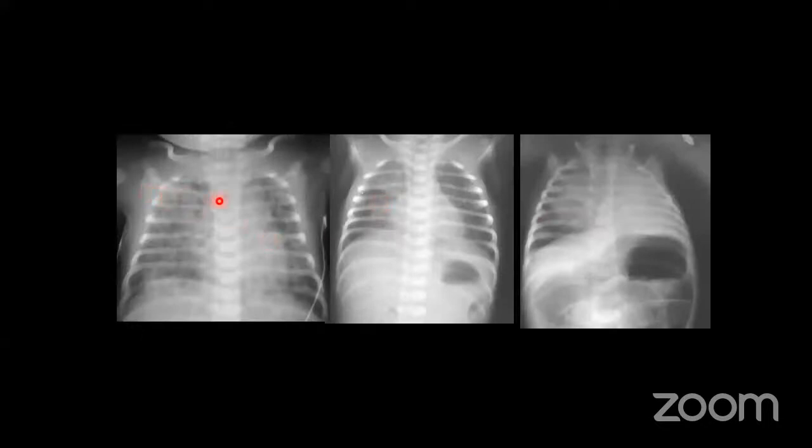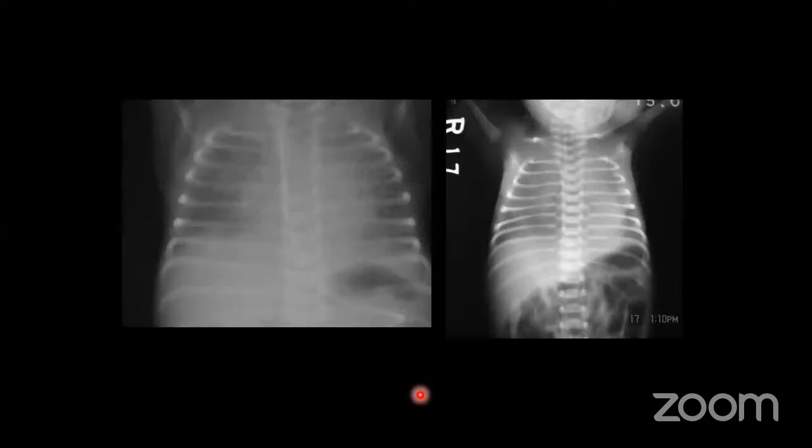This is a classical picture of hyaline membrane disease. You can see reticulogranular pattern in the first phase, then it tries to coalesce, and third, it is a white-out lung, and you can make out the air bronchogram. So first, second, and third stage, and you see the lung volume has decreased. This is the typical picture of hyaline membrane disease. So you can appreciate the air bronchogram here. This is the air bronchogram, and there's the totally white-out lung.